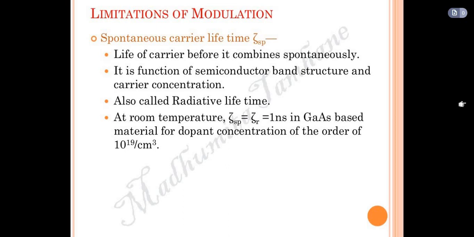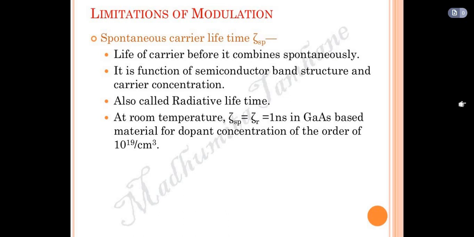So what is the first limitation we are getting? The spontaneous carrier lifetime. The life of a carrier before it combines spontaneously needs to have that feature. That means the life of the carrier should be such that it lasts before it combines spontaneously. It is a function of the semiconductor band structure and the carrier concentration. It should be a function of both. That is one of the limitations we have. It is also called the radiative lifetime.